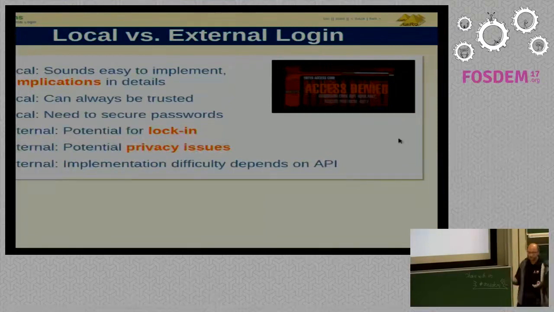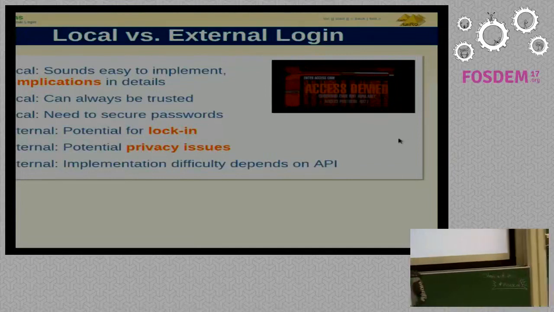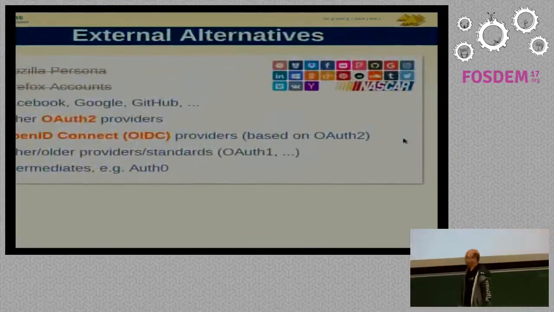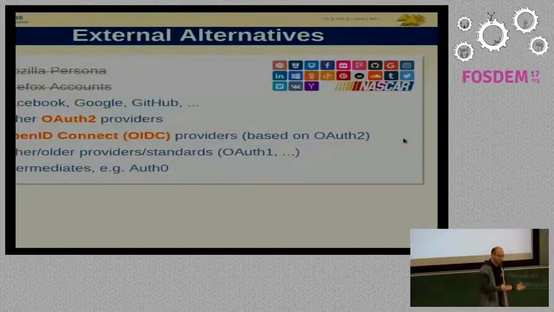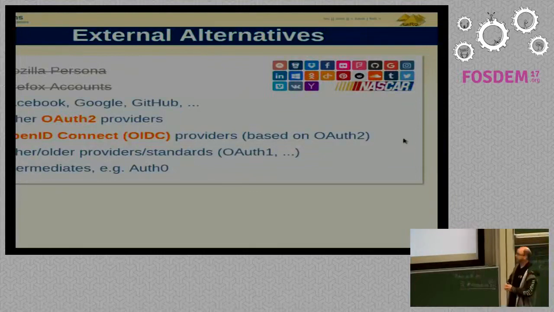And the implementation difficulty is different depending on what you use. It could be very easy if they provide even some code on how you handle it. It could be very difficult if the API to use it is very difficult. So which external providers do we have? Locally is pretty easy. I have to write the code myself. Which external ones do we have?